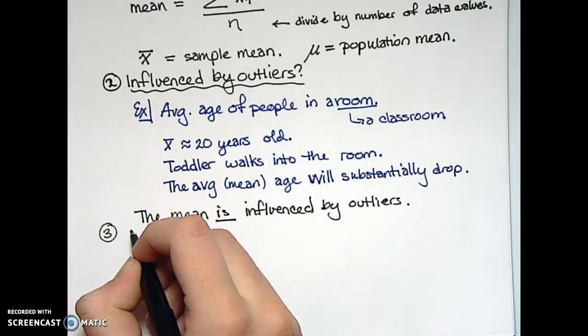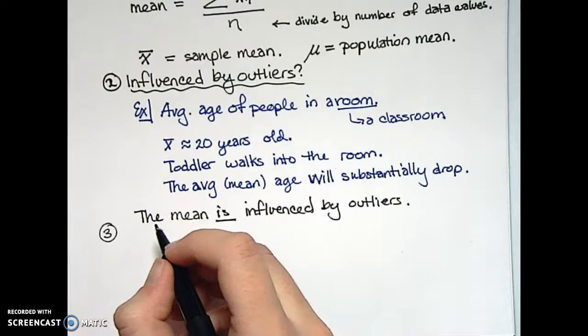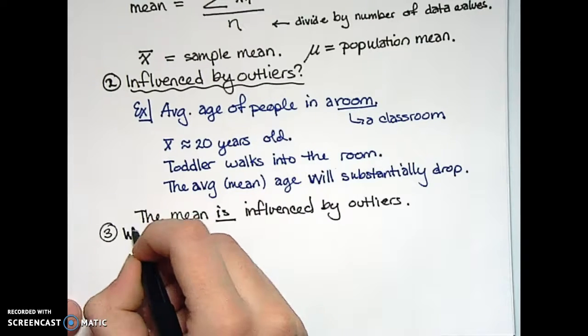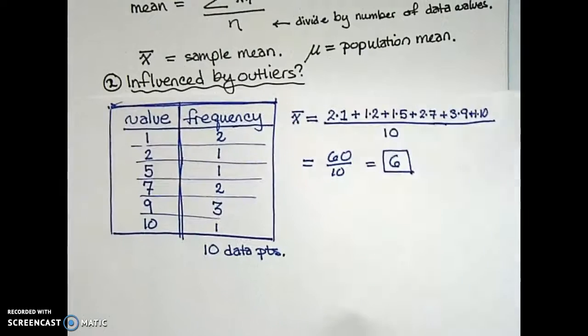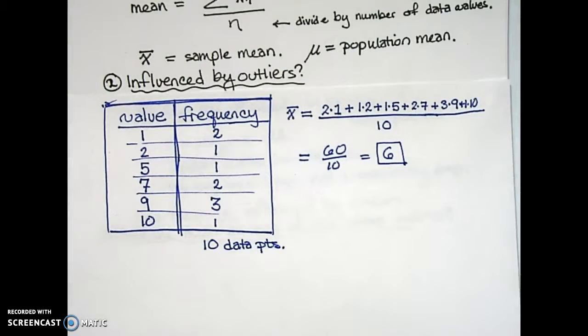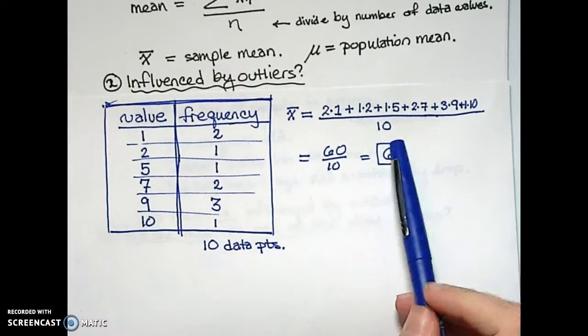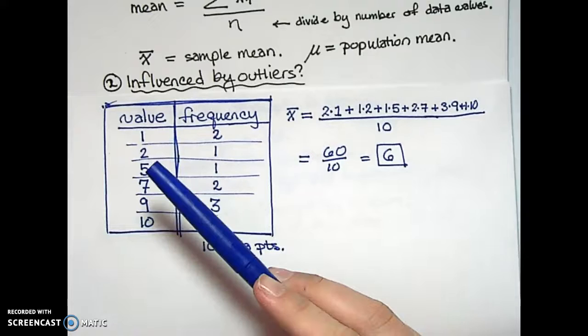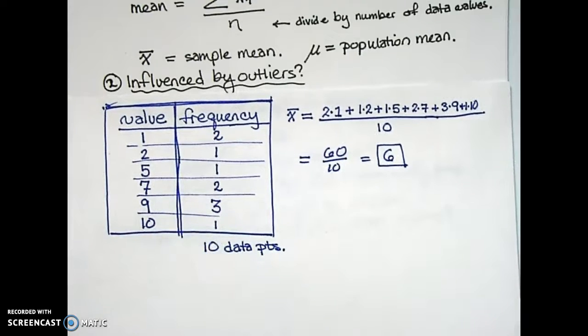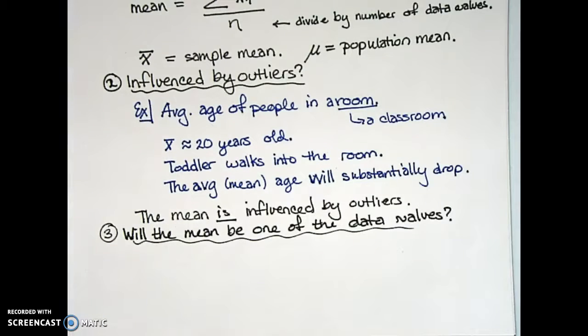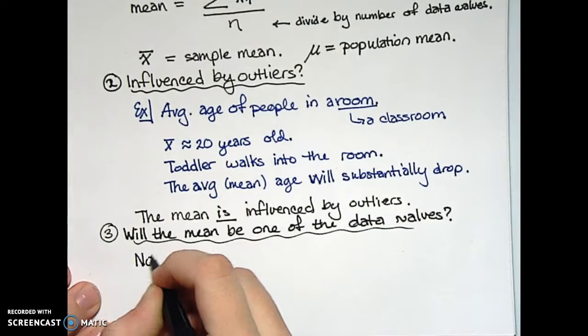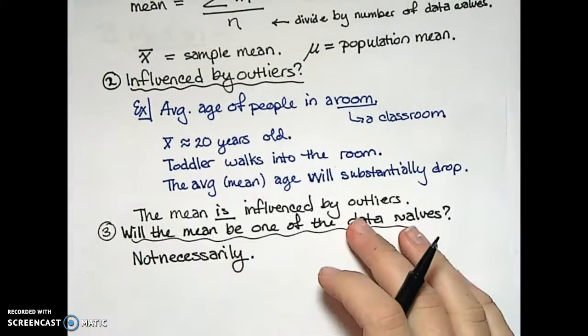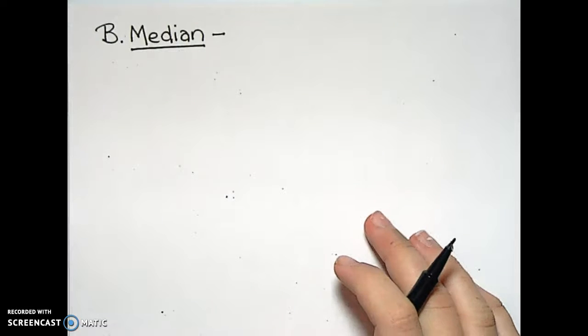What about the third question? If the average exists, will the mean necessarily be one of the data values? Going back to the example that we did with the frequency distribution table, we can see that the mean ended up being a 6, but none of our data values was a 6. So from this, we can conclude that the answer to the question, will the mean be one of the data values, is not necessarily. Let's now discuss the second type of average, that of the median.